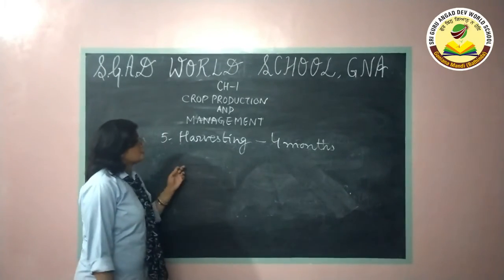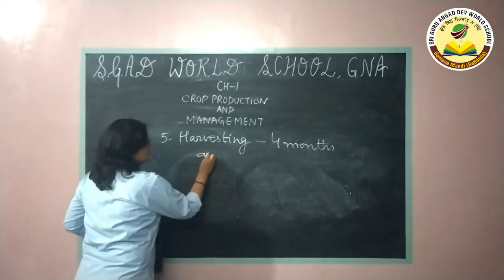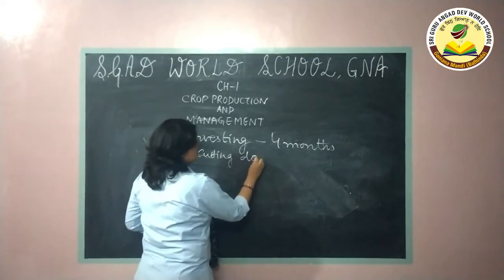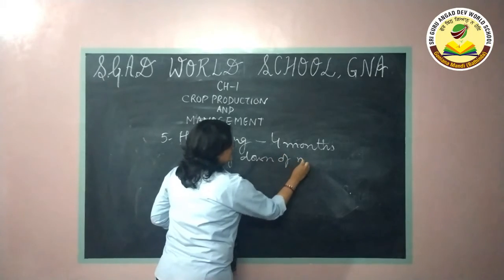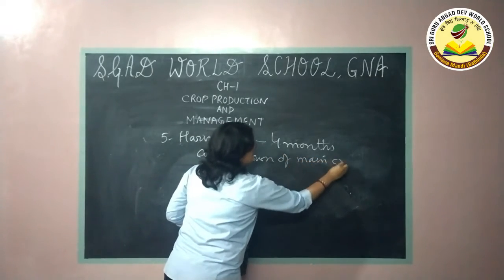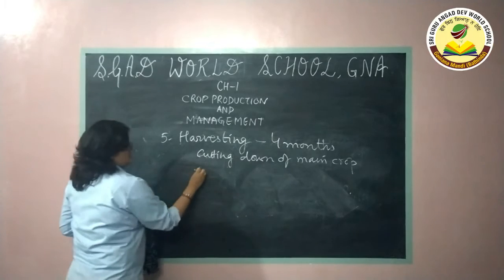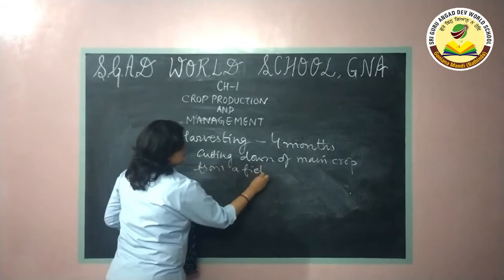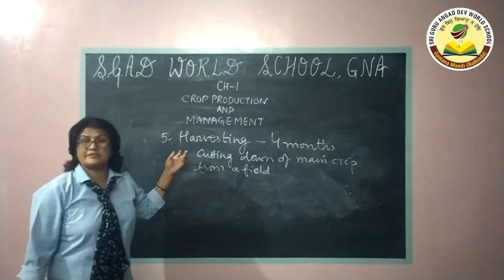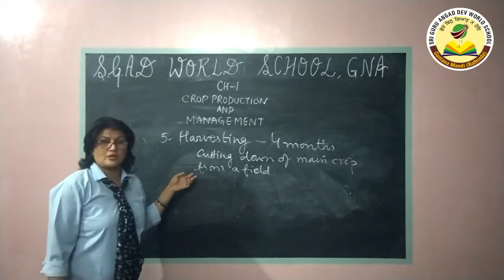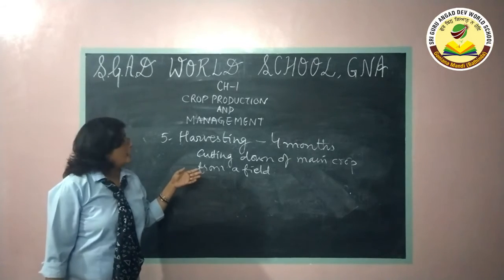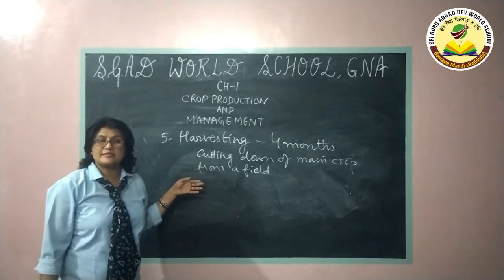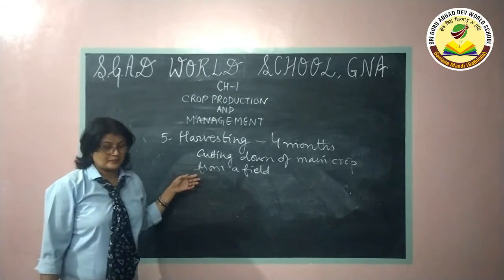So cutting down of the main crop from a field is known as harvesting, and this harvesting is now done with a harvester or by hand using a simple tool called a sickle.